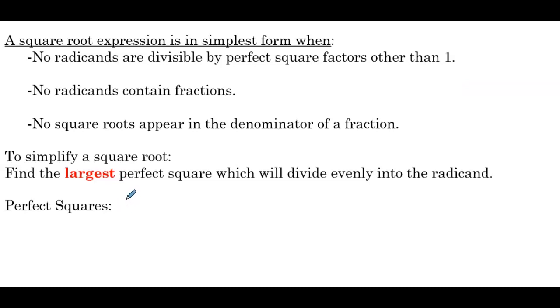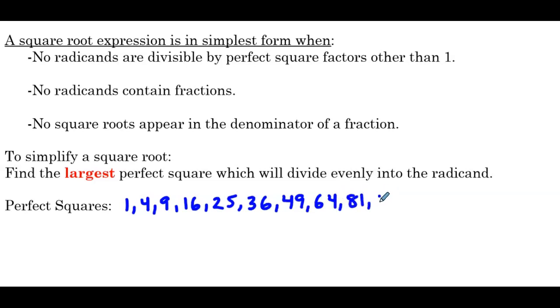So 1 squared is 1, 2 squared is 4, 3 squared is 9, 4 squared is 16, 5 squared is 25, 6 squared is 36, 7 squared is 49, 8 squared is 64, 9 squared is 81, 10 squared is 100, 11 squared is 121, 12 squared is 144, 13 squared is 169, 14 squared is 196, 15 squared is 225.